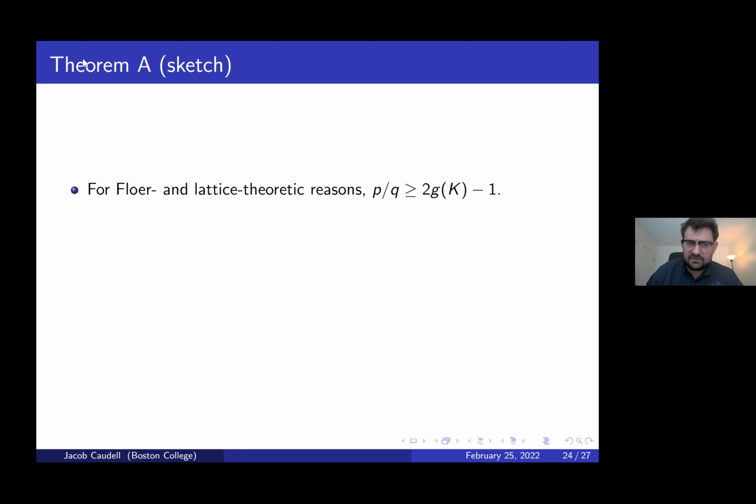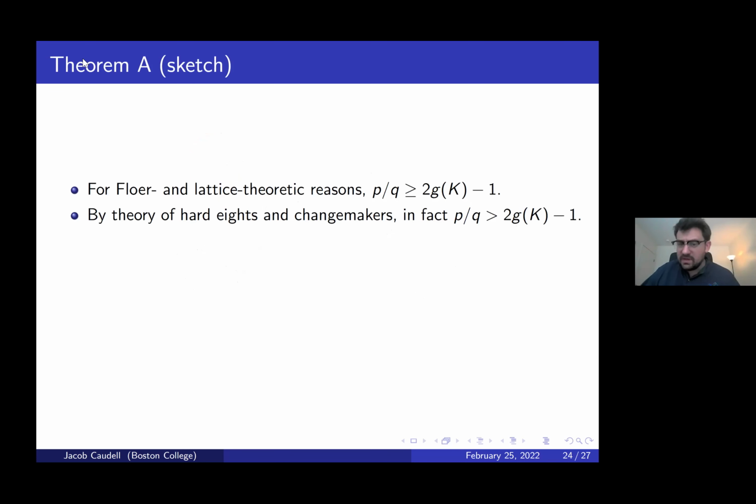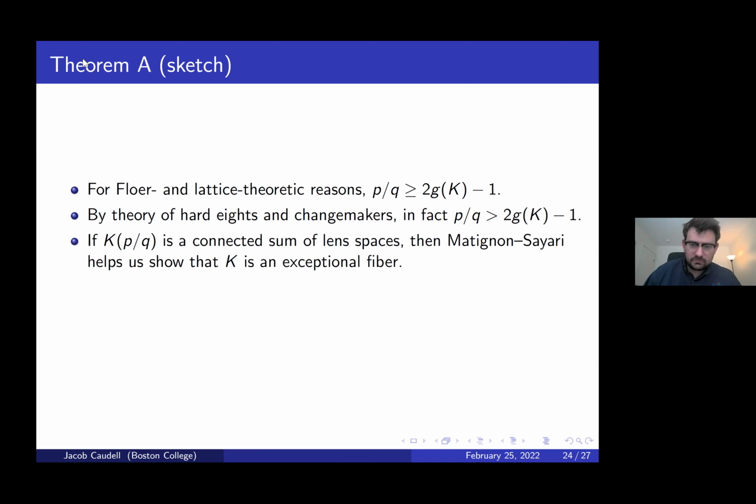We know just from basic Floer theoretic reasons and lattice theoretic reasons that the surgery slope of such a knot has to be at least twice the genus of K minus 1. And we can improve this to a strict inequality, actually. P over Q has to be strictly greater than 2G minus 1 by the theory of hard 8s and changemakers. So we break it down now into two cases.